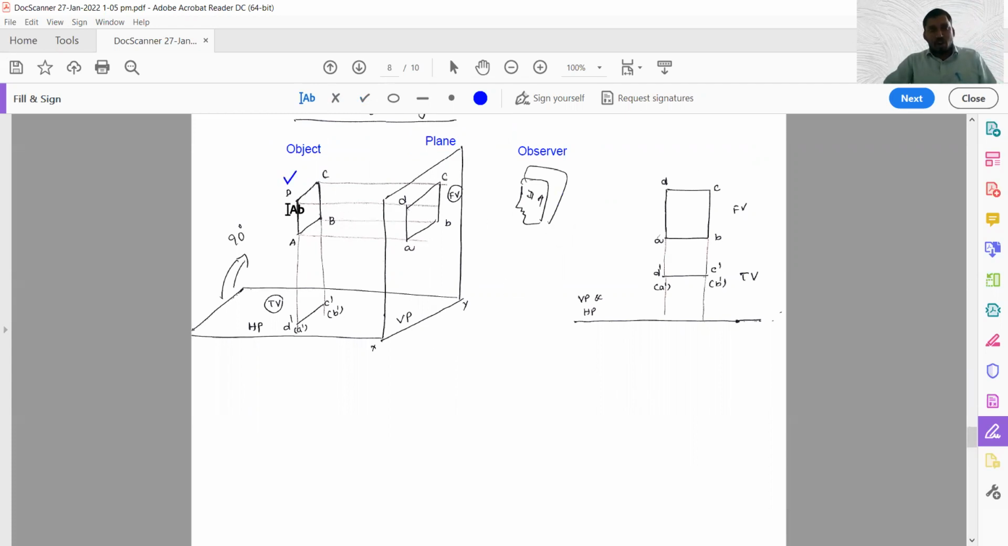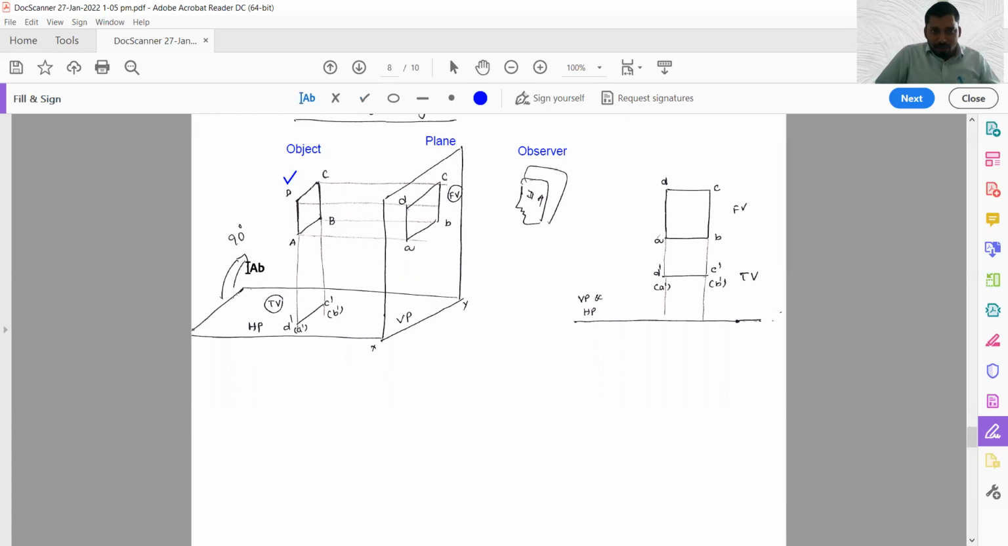When observer sees the object, the image of object will be placed here, ABCD. This is front view or vertical plane view. When observer sees from top direction, the image of ABCD comes like a straight line as shown on horizontal plane. I already told you, if you want to see horizontal plane view, you have to rotate 90 degrees in clockwise direction. So direction should not change. In every projection, the direction of rotation should be constant.